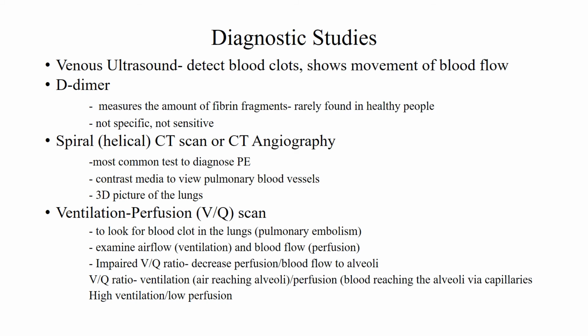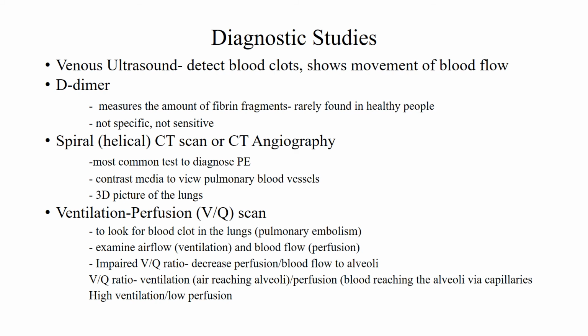Another diagnostic test is the spiral or helical CT scan or CT angiography. With this diagnostic test, a contrast media is injected into the patient to view the pulmonary vessels. It is a common test to diagnose pulmonary embolism. It's spiral or helical CT scan because it takes a 3D picture of the lungs.